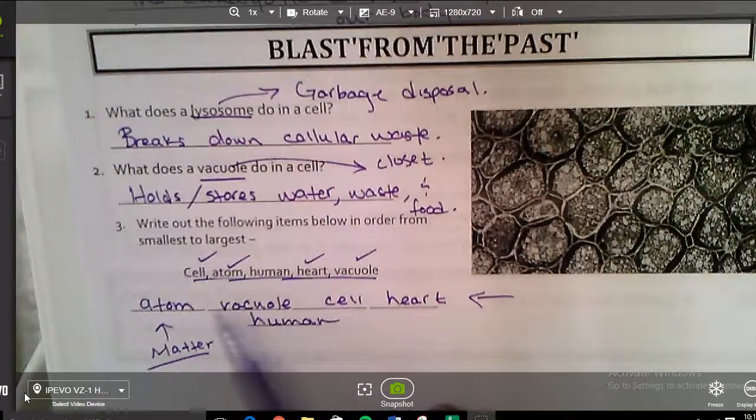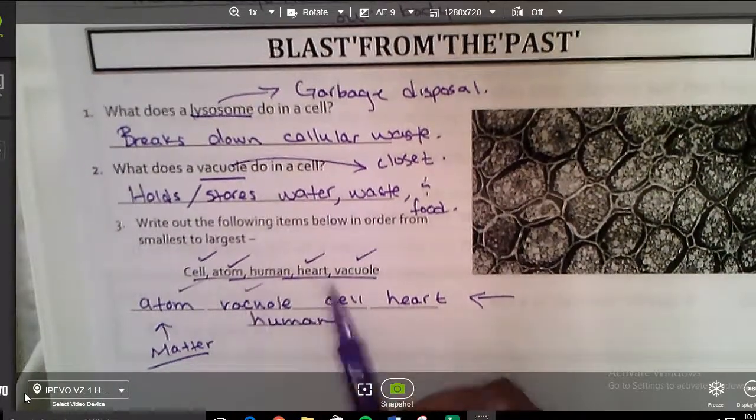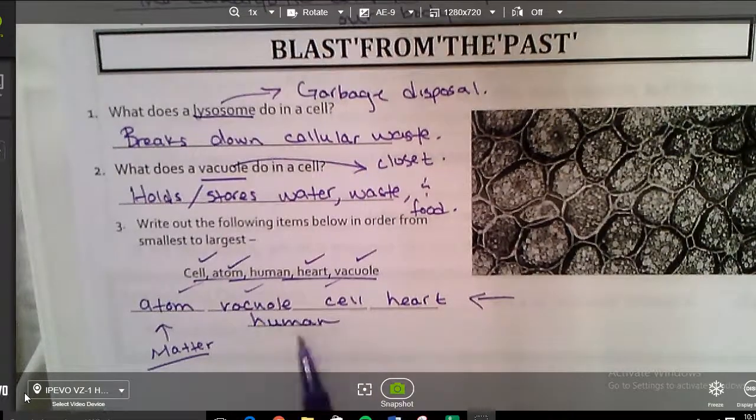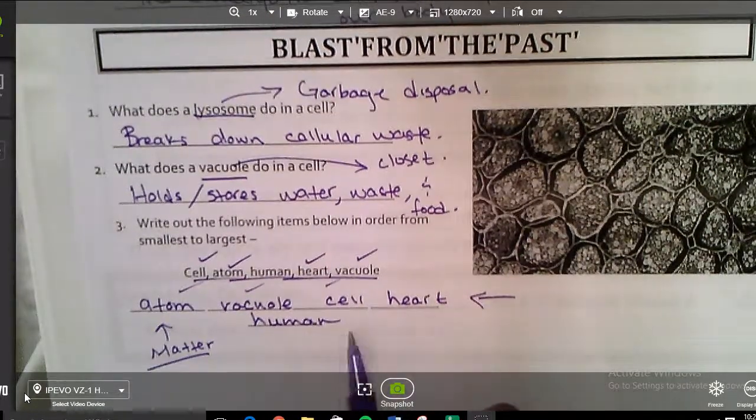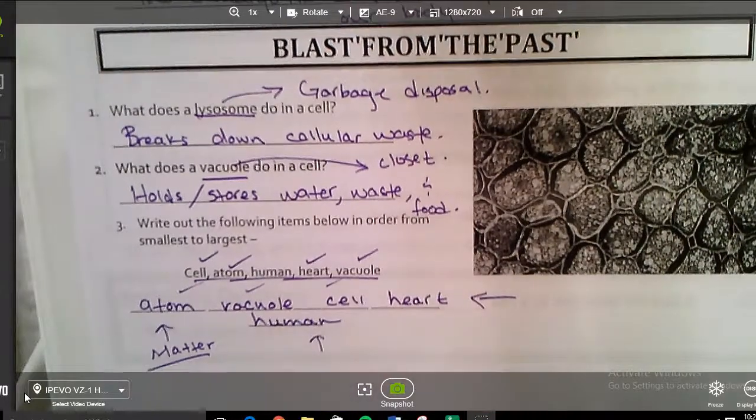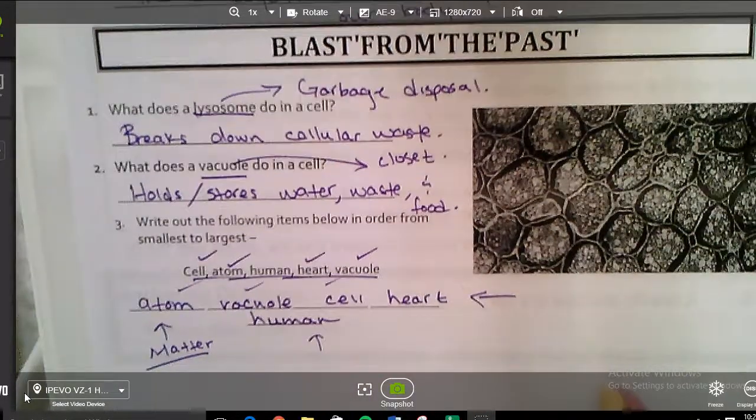Next, we know these three are pretty simple. Boom, boom, boom. So then we had to choose between heart and human. We know that the heart fits inside of the human, so the heart is going to go first. And of course, the organism or human would be the biggest piece.